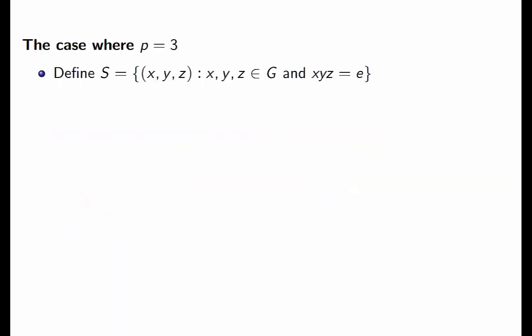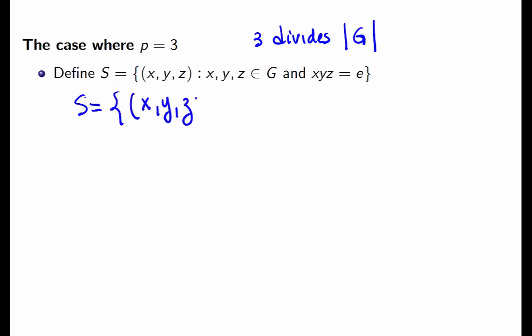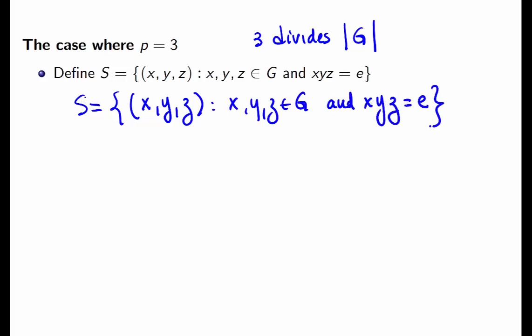All right, let's consider the case where p is the prime number 3 and 3 divides the order of G. And we'll consider S to be the set of all triples of the type (x, y, z) such that x, y, z are in G and x times y times z is the identity element e.